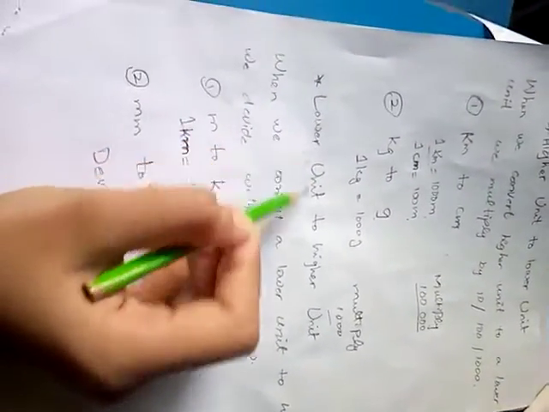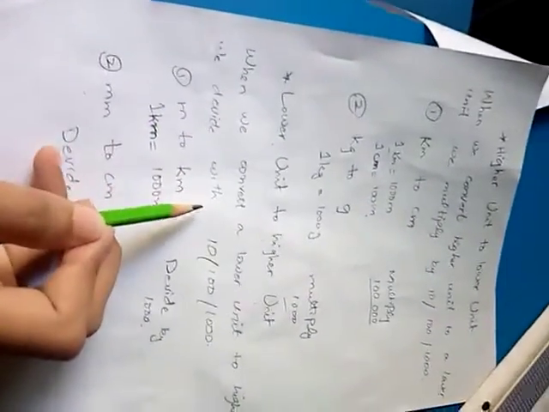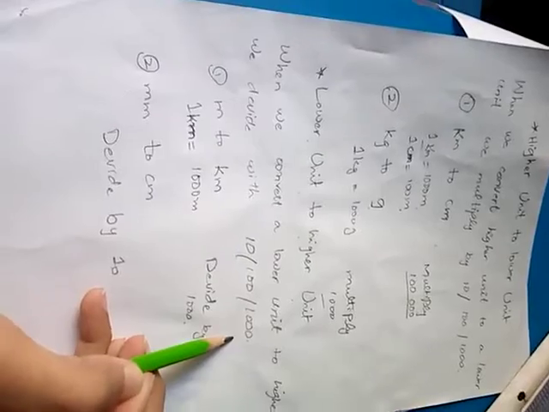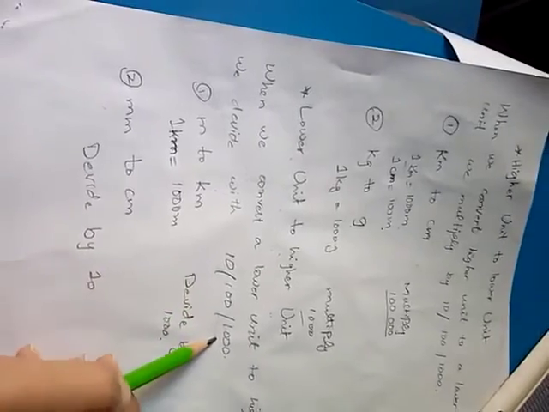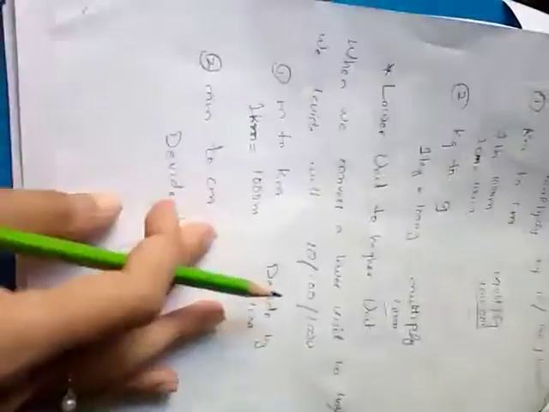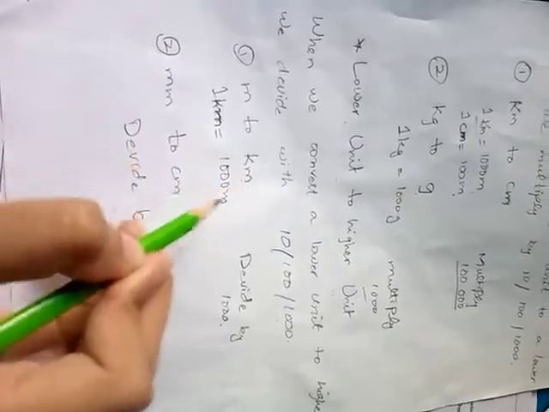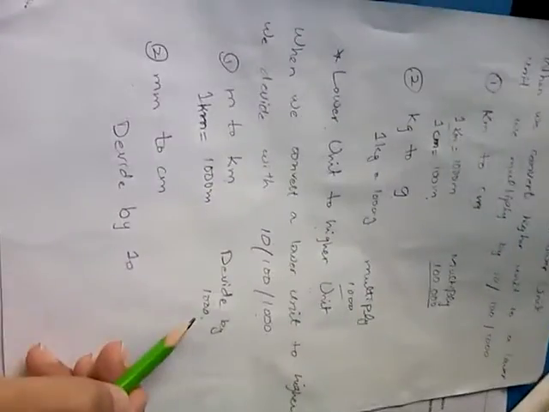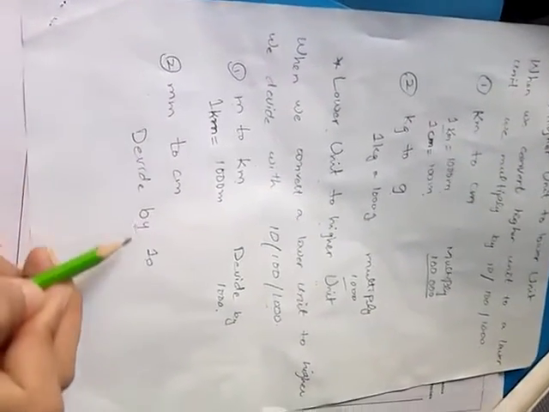Now look here. When you convert a lower unit to a higher unit, you will divide by 10, 100 or 1000. You have to keep it in your mind. When you move from a higher unit to a lower unit, you will multiply, and when you move from a lower unit to a higher unit, you will divide by 10, 100 or 1000 depending on the values of the units. For example, when you convert meter to kilometer, 1 kilometer is equal to 1000 meters, so you will divide by 1000. When you convert millimeter to centimeter, you will divide by 10.